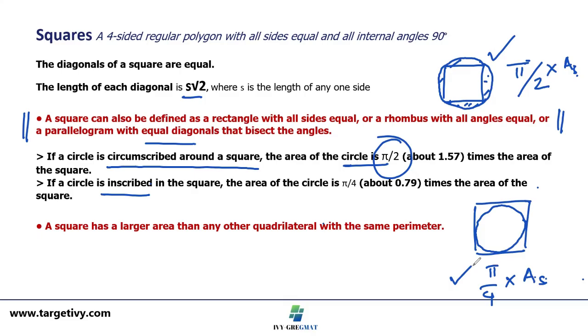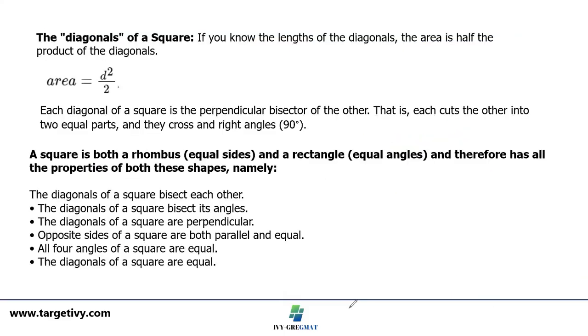Now another anecdote for us, a square has a larger area than any other quadrilateral with similar perimeter. So if any quadrilateral is there with a similar perimeter, this is the largest area you can have, like we saw in triangle, equilateral triangle. Okay. So diagonals of the square, we know the lengths of the diagonals are equal. The area is half the product of the diagonals. So we have derived a formula here. So the area of a square can be d square by 2.